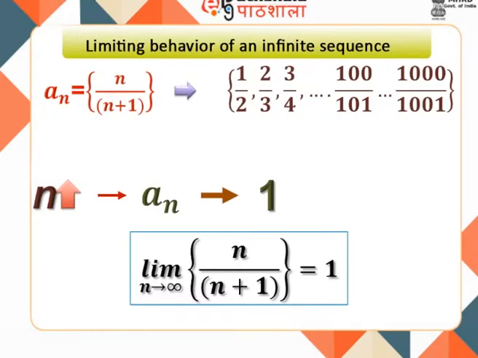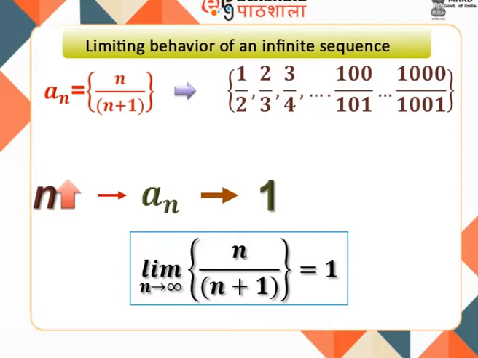Limiting behavior of an infinite sequence. Assume a sequence an = n/(n + 1), where n is a positive integer. Various terms of this sequence can be written as 1/2, 2/3, 3/4, and so on, 100/101, and so on, 1000/1001, and so on, for n = 1, 2, 3 and so on.